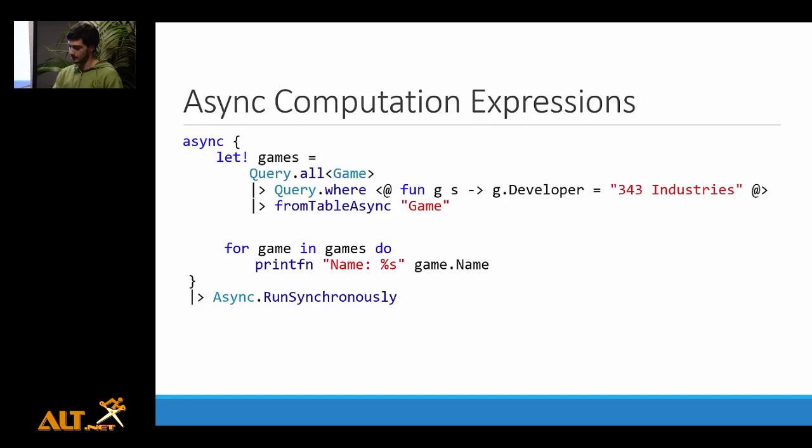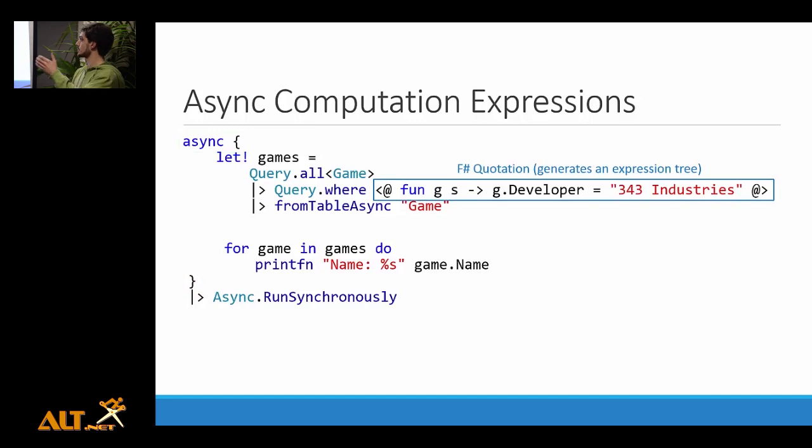So let's break it down. The first thing we're looking at there is your async curly brace. Now that defines the extent of the async computation expression. Then inside that, we're going to do that query against table storage, saying we're starting with all the games, we're filtering out based on the developer, and we're querying from the game table.